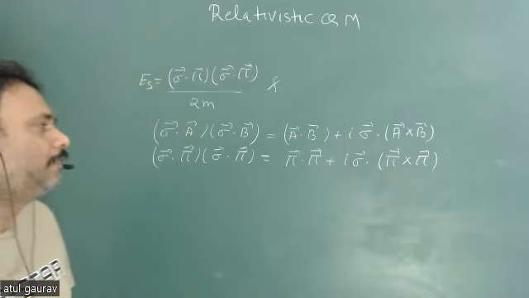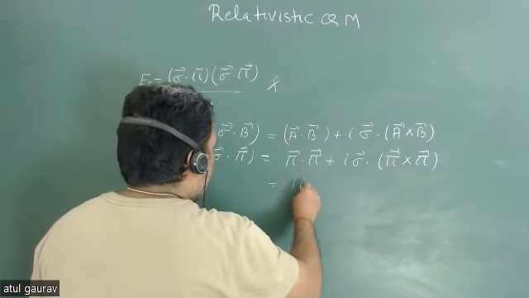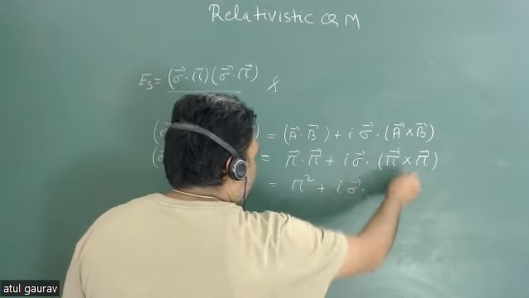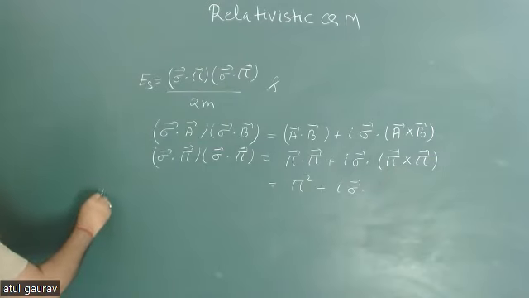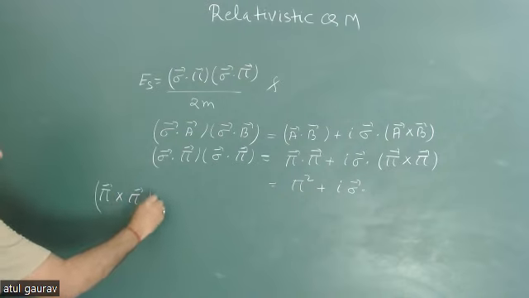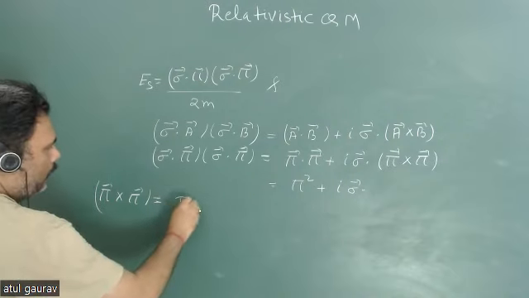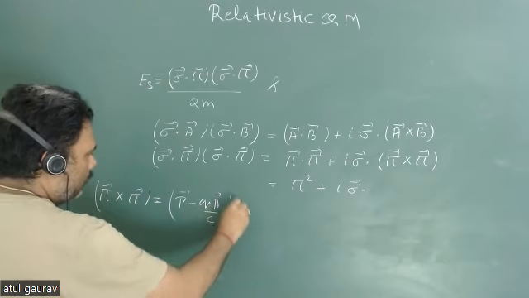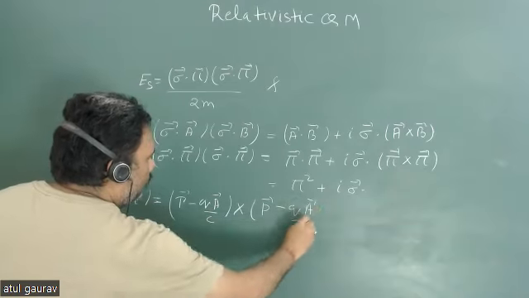So let's try to figure it out. What is pi cross pi? This thing is nothing but pi squared. You can write it straightforward, pi square. So this will be i dot, and let's try to calculate what will happen to pi cross pi. This was in your question, so I am doing it separately. So pi cross pi is (p minus q a by c) cross (p minus q a by c).